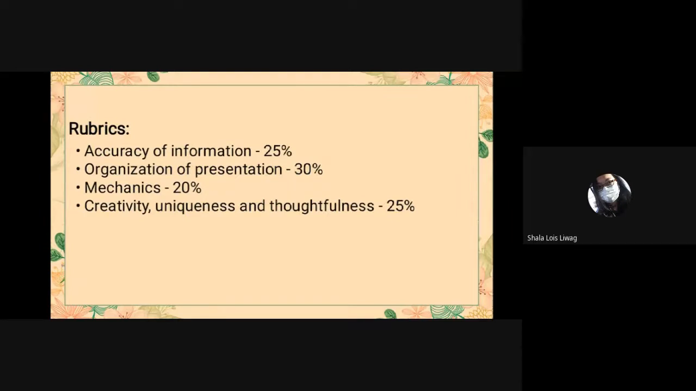Accuracy of information, 25%. All information clearly relates to the topic and is accurate. All responses are met or exceeded. Then organization of presentation, 30%. Information is very organized and presented in a way that is easy to see, hear, and understand. Then the mechanics, 20%. No grammatical, spelling, or punctuation errors. And then creativity, uniqueness, and thoughtfulness, 25%.